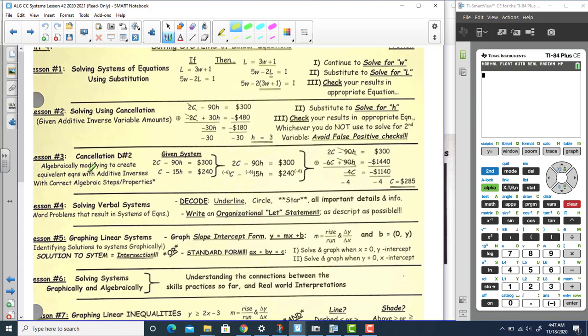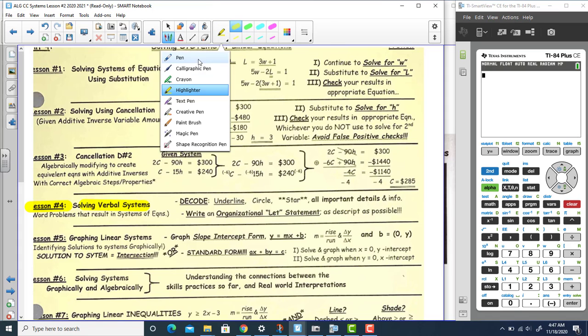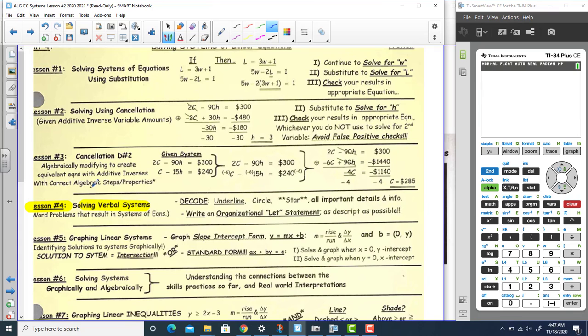Good day, ladies and gentlemen, and welcome to lesson 4 of solving systems of equations. And today is going to be about solving what we used to call verbal systems of equations, which really should have been entitled word problems. And more specifically, when we talk about delta, we're talking about context questions.